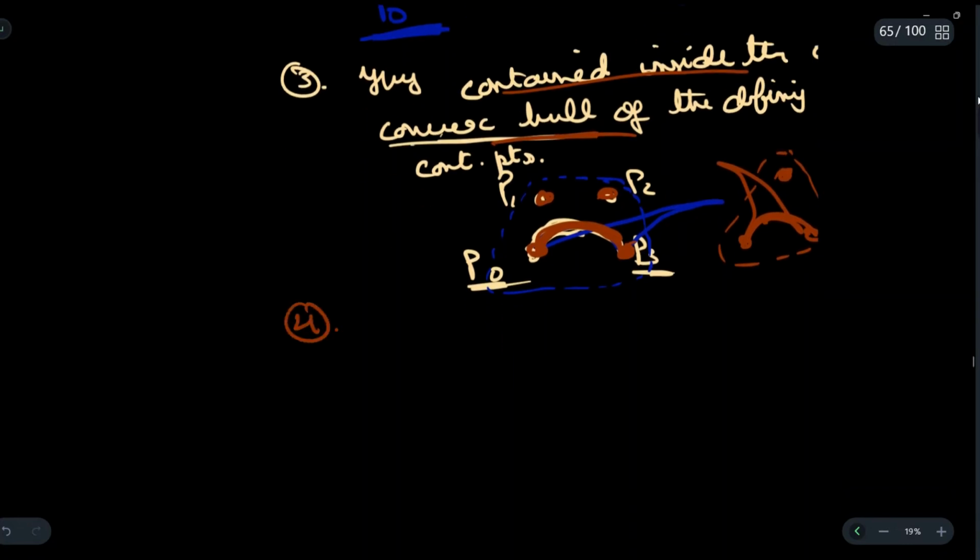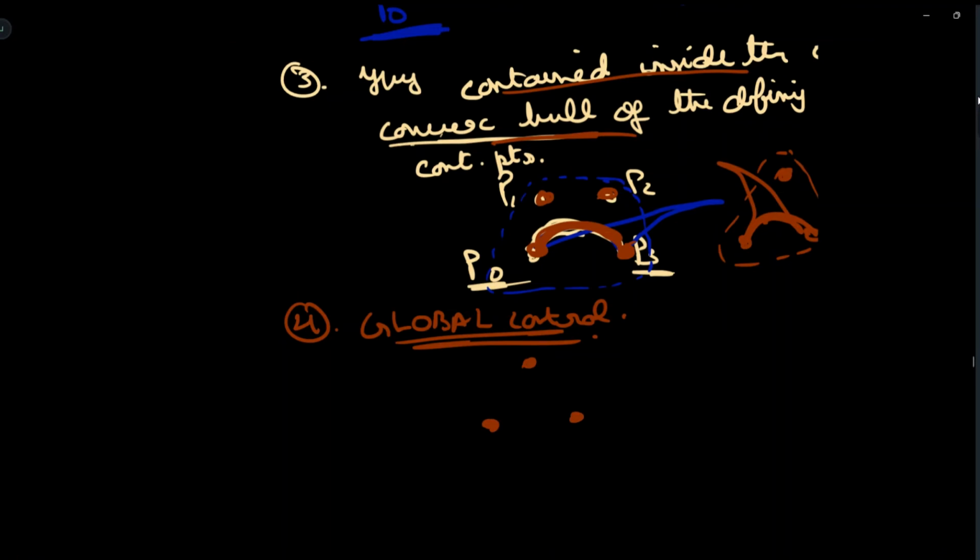The Bezier curves exhibit global control. That means that moving a point alters the shape of the whole curve. Let us discuss what we mean by this. Let us take a quadratic Bezier curve.